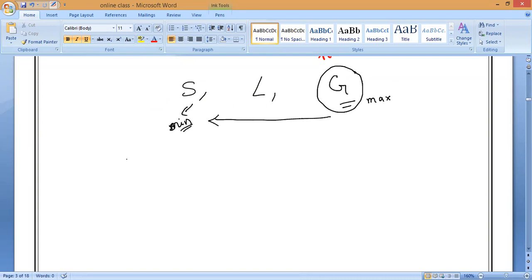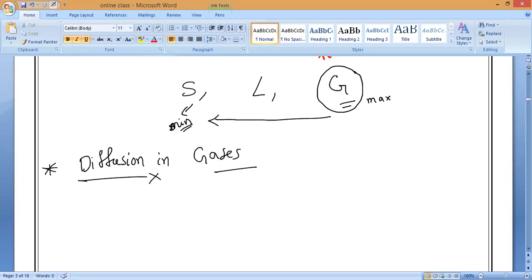Okay, diffusion. So first all of you write down diffusion in gases. I will give you examples alone. Shall we start? Because particles have more intermolecular space, the intermolecular force of attraction is very, very less. So they very quickly move in all the directions. Yes or no, guys? Diffusion in gases is very, very fast.